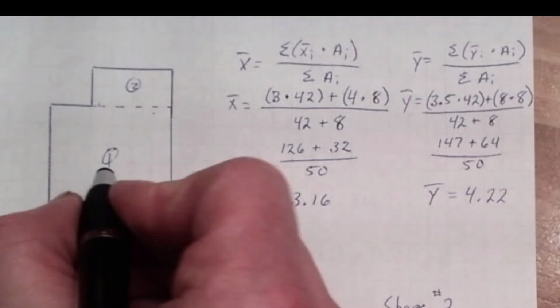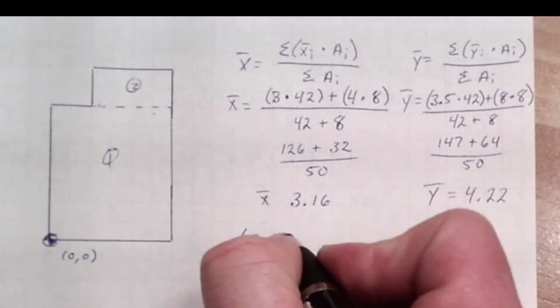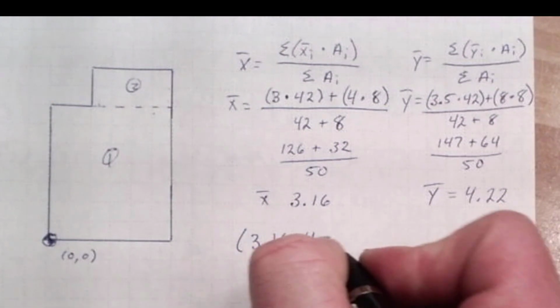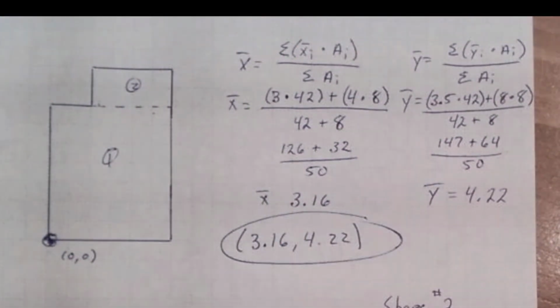So your centroid of this object is 3.16, comma, 4.22, as an ordered pair. Circle your answer, and there is your work for solving the centroid of this composite shape.